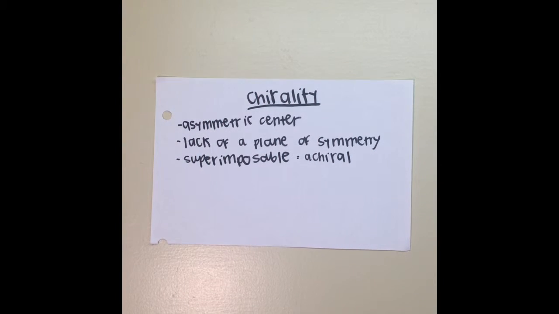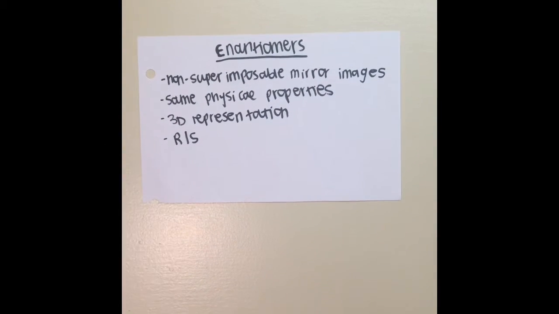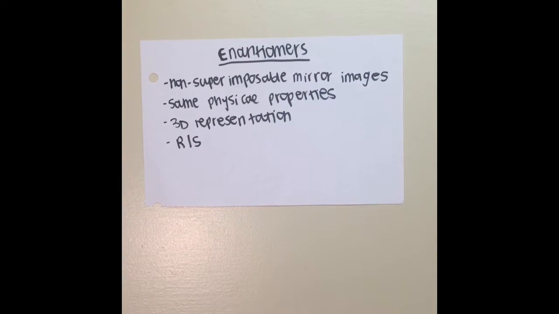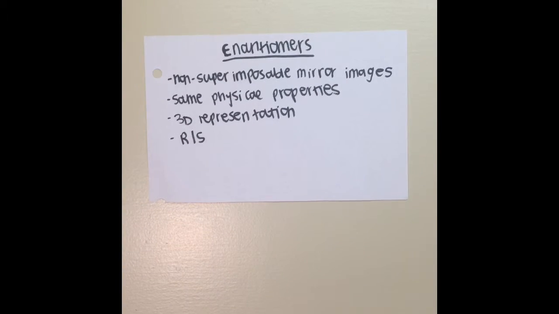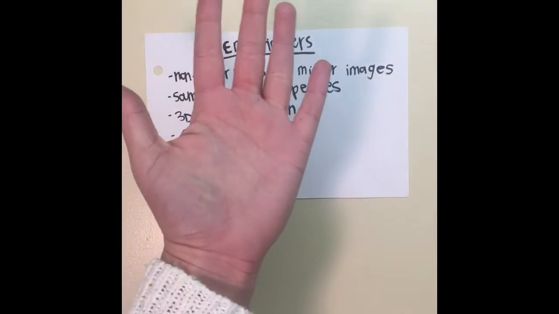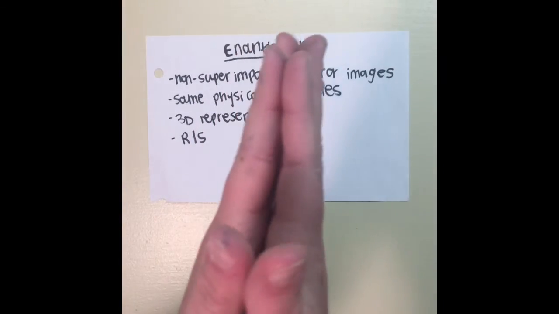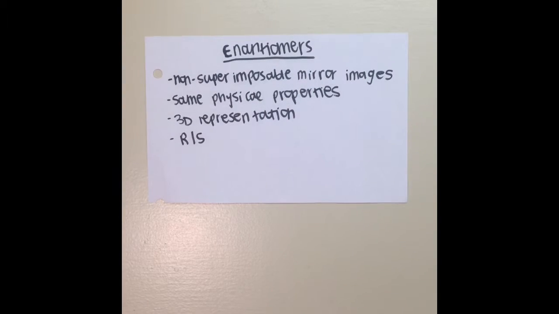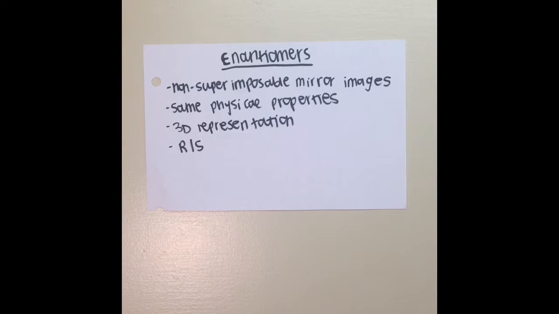The next part of understanding this is understanding enantiomers. An enantiomer is a non-superimposable mirror image of another molecule. So if you were to take a molecule and rotate it 180 degrees like so, then they would be mirror images of each other like this. Enantiomers also have the same physical properties, such as density, melting point, and boiling point.